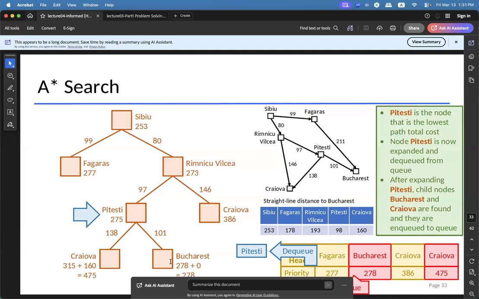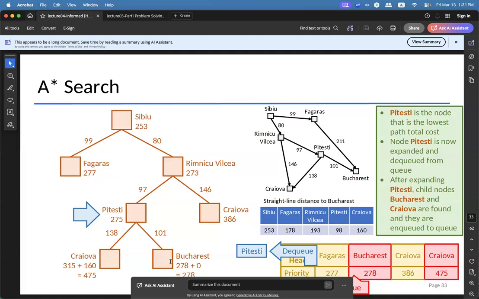And the heuristic of Bucharest is 0 because you are already at the goal state, so the heuristic is of course 0. It takes 0 to get from A to A, right? So adding up together is 278. And we add these two new nodes to the priority queue, and we found that Bucharest is after Fagaras because it has a slightly bigger value than Fagaras. And Canberra is having 475, so it is at the end.